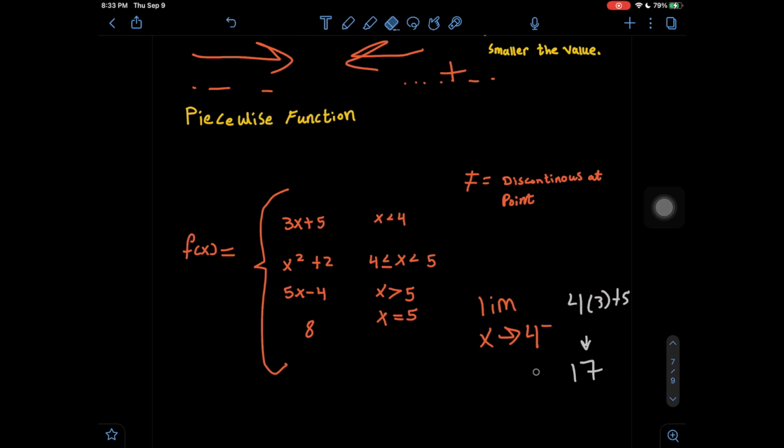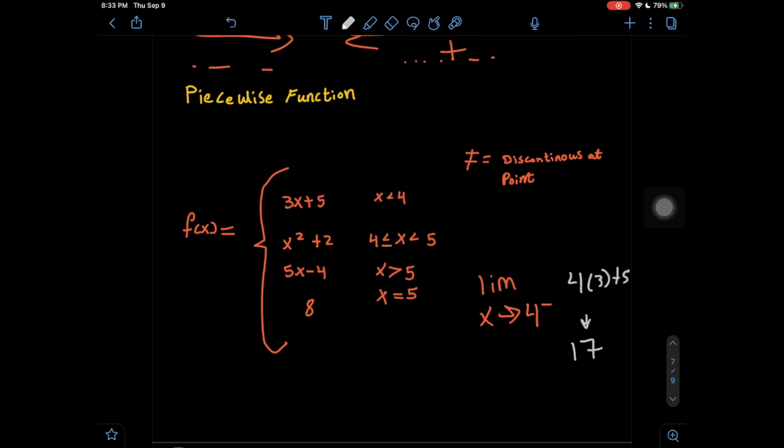And now what we need to see is if the values from the right of 4, or values that are greater than 4, also approach a value of 17. If they do, that means we know that the function is continuous. Let's go ahead and do that. So we can see that this equation is when x is greater than 4. So we can go ahead and substitute in, and we always want to keep our function statement right here. So we have the limit of f of x as x approaches 4 from the right, and that's going to be this equation right here. So let's go ahead and substitute in.